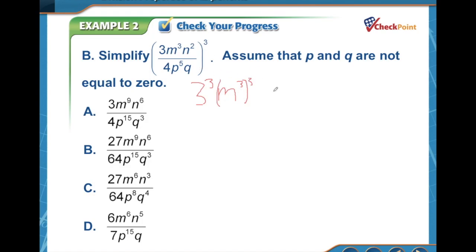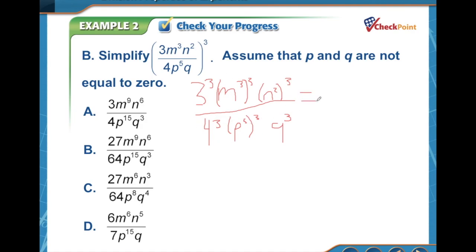We have n squared, which will also be cubed. So we're cubing every term here. Then on the bottom we'll have 4 cubed, p to the fifth cubed, and q cubed. So we applied the 3 to everything in our equation here. If you see from here to here, that's what we did. There's a 3 power added to everything.